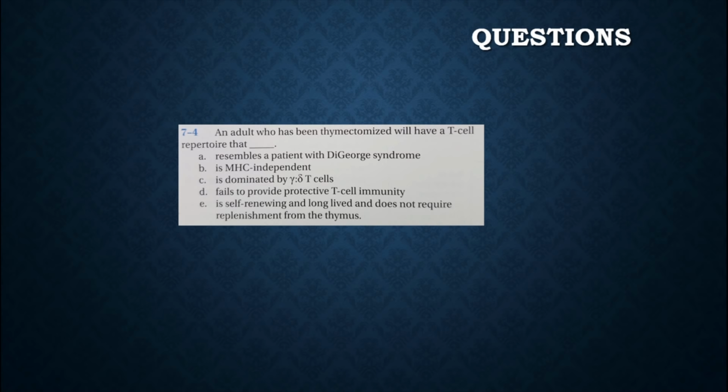Is it C? Let's try a different one. Is it B? Why? T cells are always MHC. Not quite. T cells are always obligate MHC dependent, right? Oh, did you say dependent? Yeah. Oh, sorry, I heard independent. Okay. Yep, we're good. How about D?